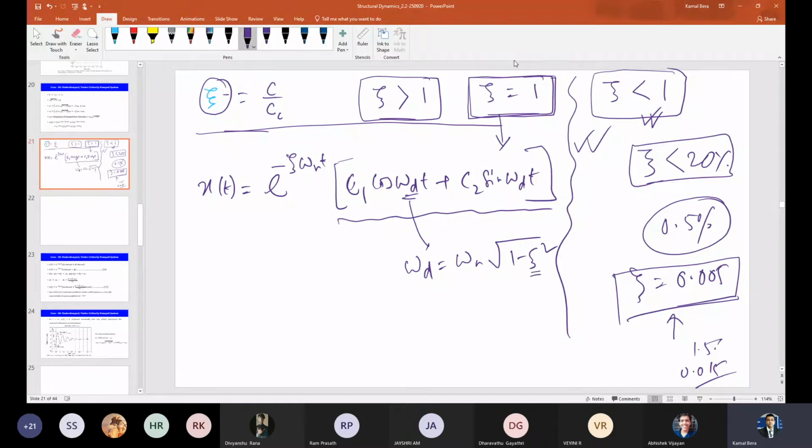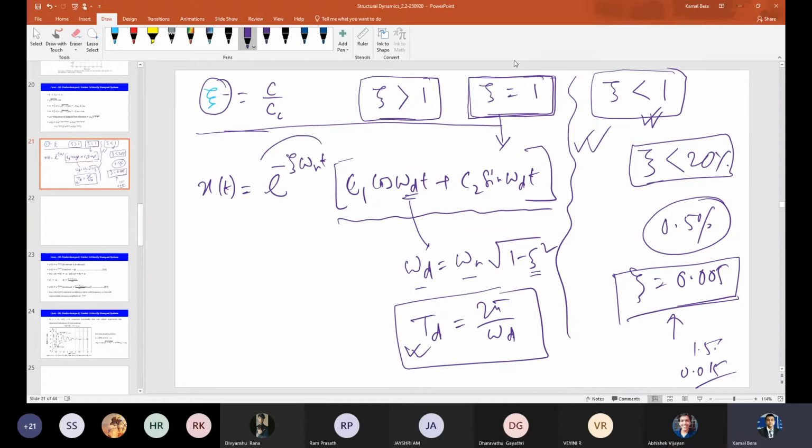But for a very small value of zeta, which is usually the case for our structural purpose, omega d is nearly equal to omega n. So I can define Td equals 2 pi by omega d, like Tn equals 2 pi by omega n. This is the damped time period basically. Okay, fine. So remember this relationship.